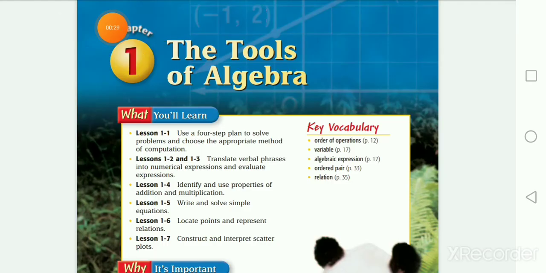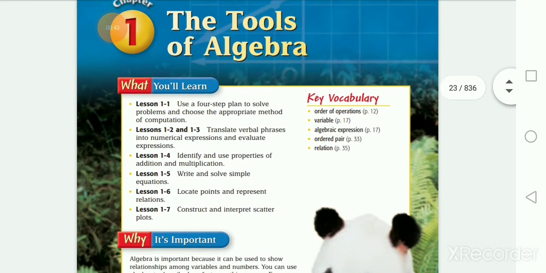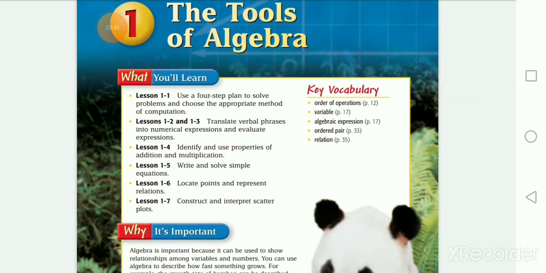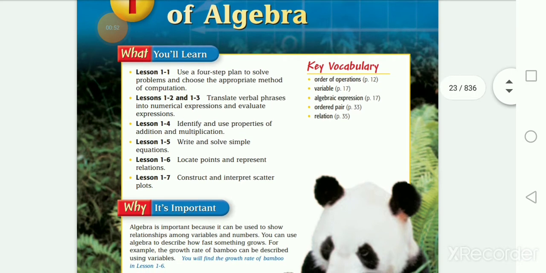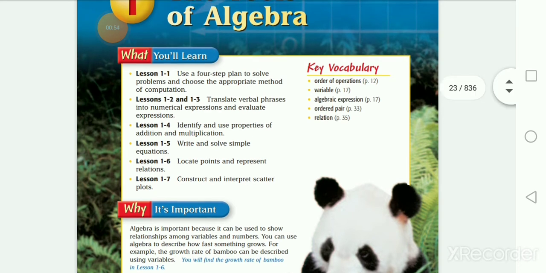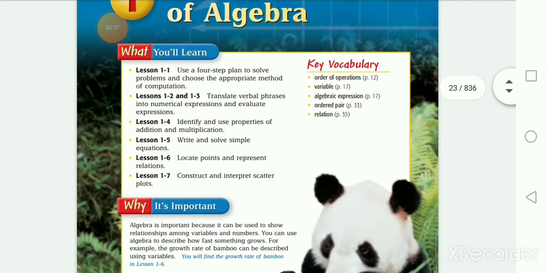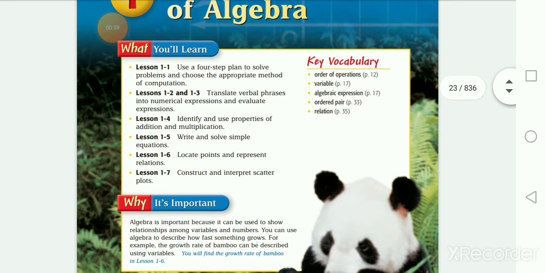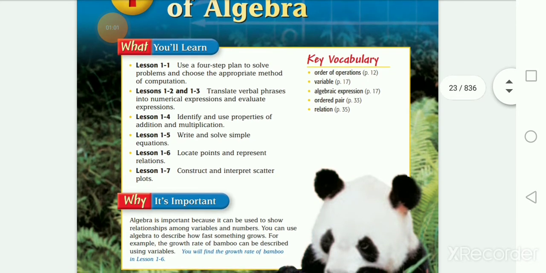As you see here, Chapter 1, the tools of algebra, we are going to have Lesson 1, use the 4-step plan to solve problems. Lesson 2 and 3, translate verbal phrases into numerical expressions and evaluate expressions. Lesson 4, identify and use properties of addition and multiplication. I'd like you to know what we are going to have. Lesson 5, write and solve simple equations, and then locate points and represent relations, construct and interpret scatter plots.